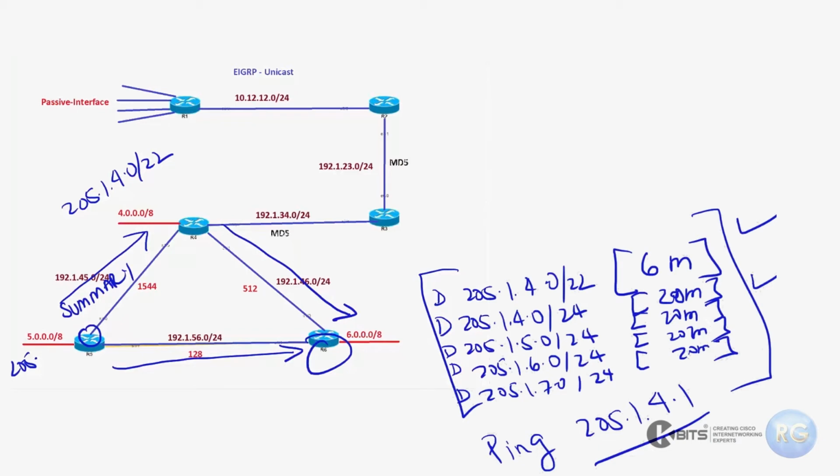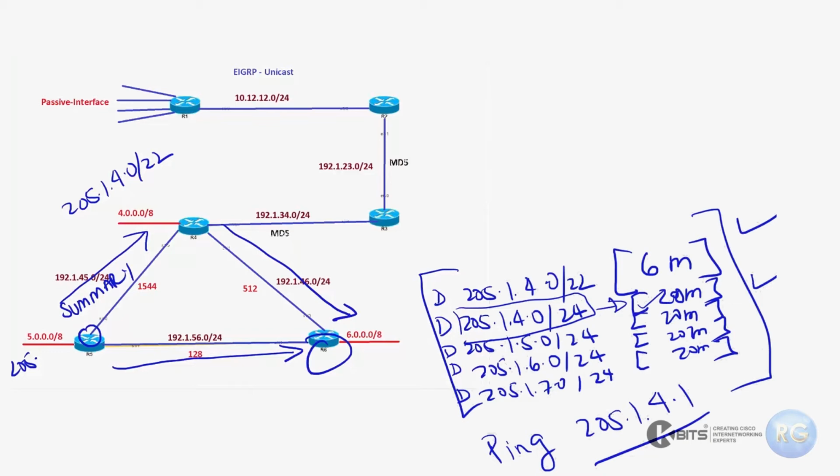Six is better than 20, but before it looks at the metric, it looks at the longest match. So if I'm trying to ping 205.1.4.1, I have a longer match for that in this one. So it checks the longer match first and then the metric. So the longer match is this guy. So it'll pick this one and go this way. So you need to make sure you summarize both ways.